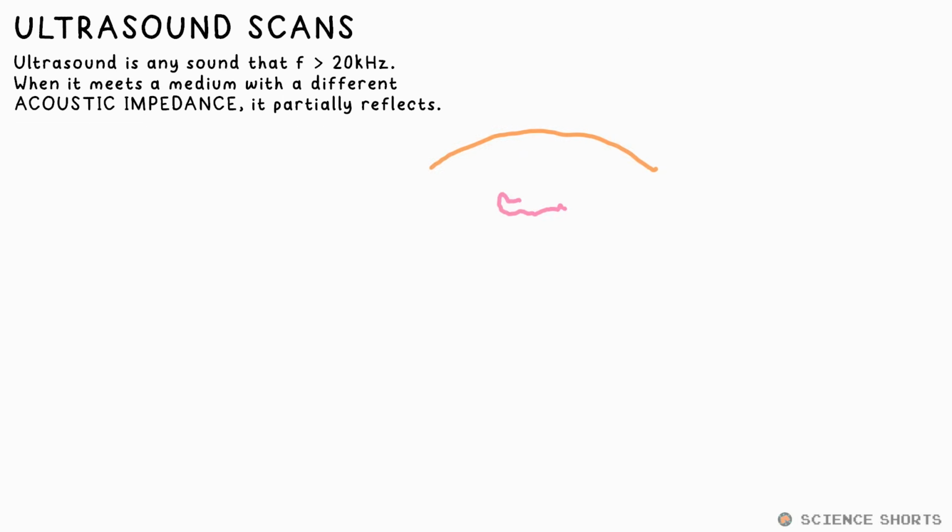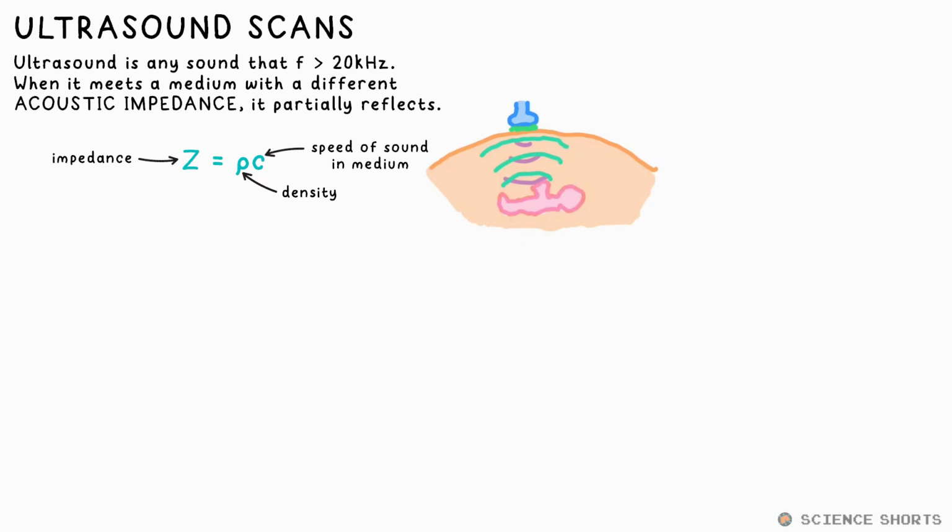Ultrasound is any sound that has a frequency higher than 20 kHz. These can be used to scan a patient's soft tissue. This is because, much like light, sound waves are partially reflected when they reach a boundary between two materials or mediums, at least if they have different acoustic impedance.